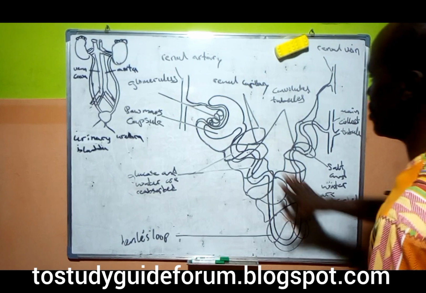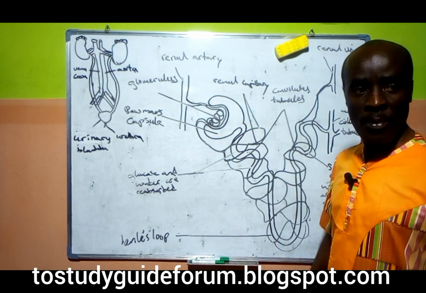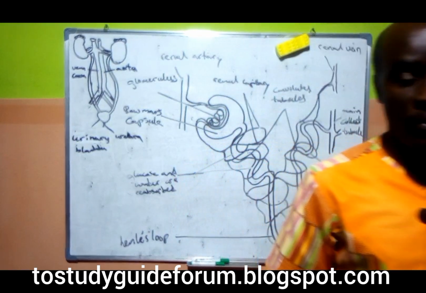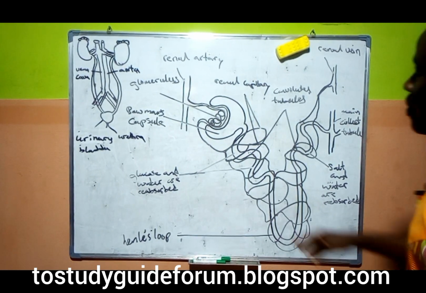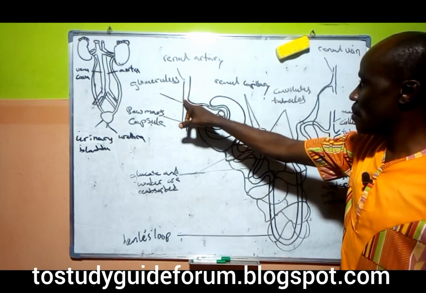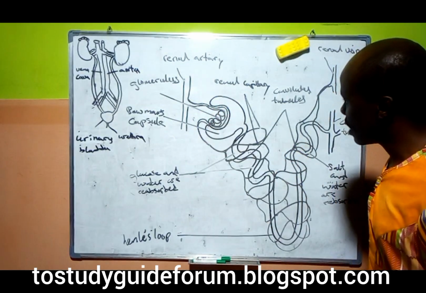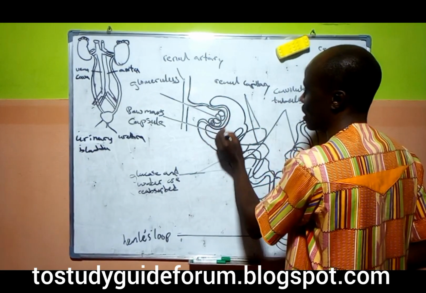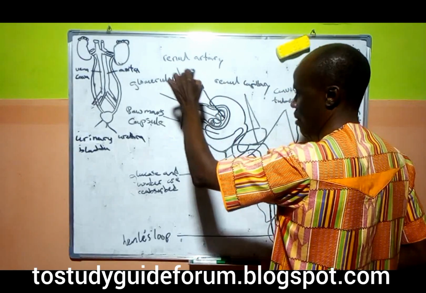So what we have here is the urinary tubule. How do they perform the function of excretion? From the renal artery, it branches into capillaries. Inside this, it forms a knot of capillaries inside the Bowman capsule. Here we have what we call the glomerulus.